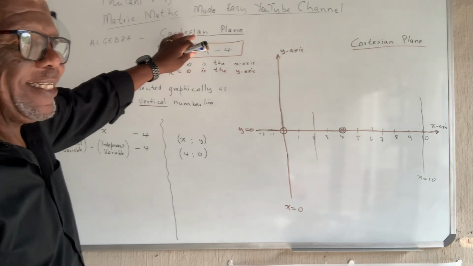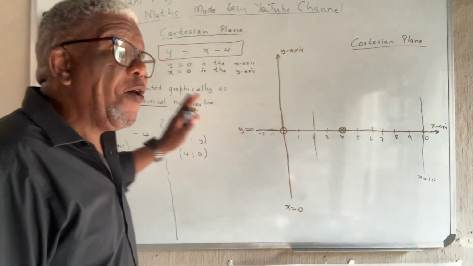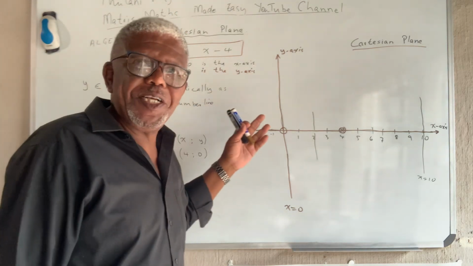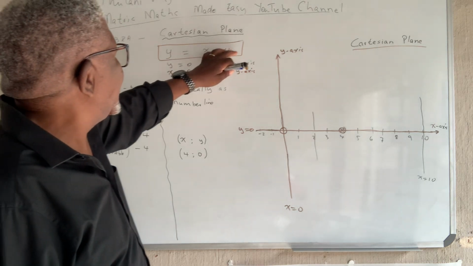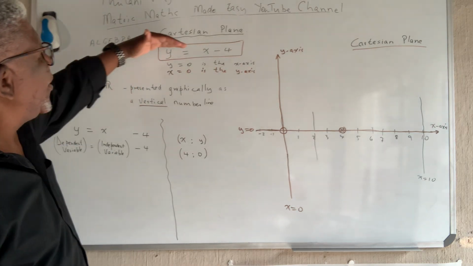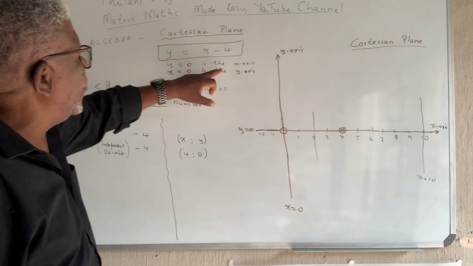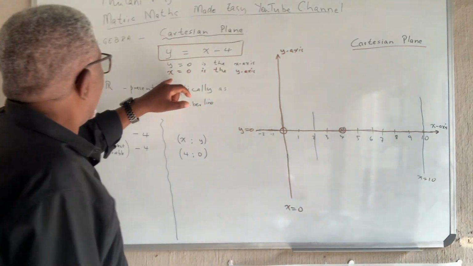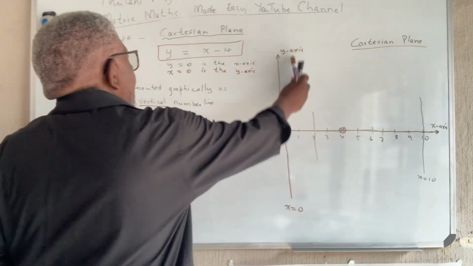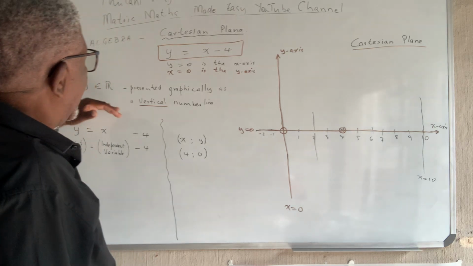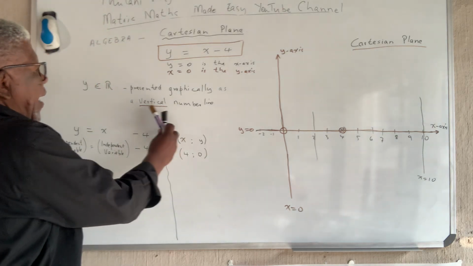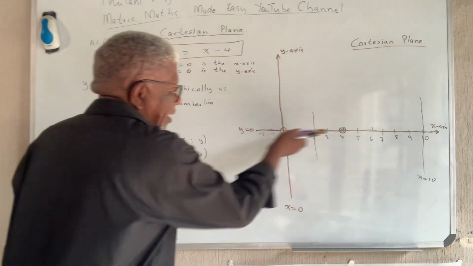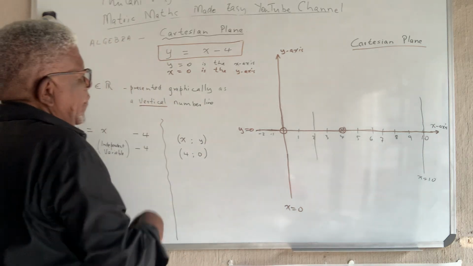Algebra and the Cartesian plane. Just introducing the Cartesian plane. I won't be dealing with graphs, but just introducing it using the roots and the solution that we had before. y equals x minus 4. So when we say y equals x minus 4, when y equals 0, you get your x-axis. When x equals 0, that means your y-axis. So y is presented graphically as a vertical number line, whereas x is presented graphically as a horizontal number line. They are all elements of the real numbers.